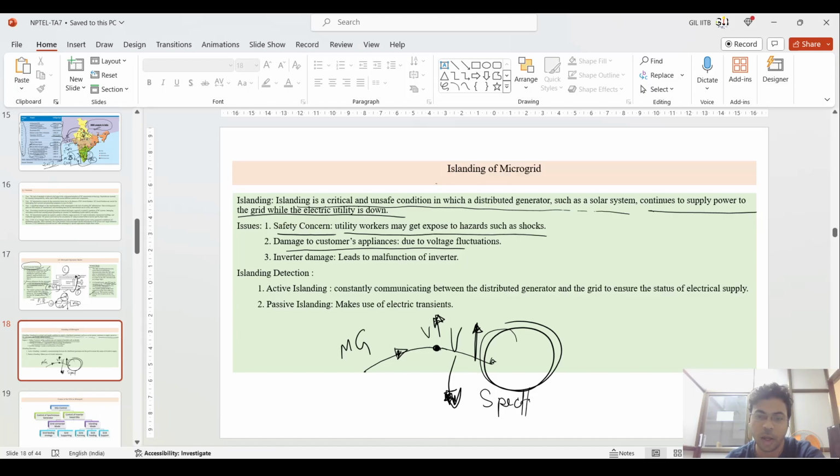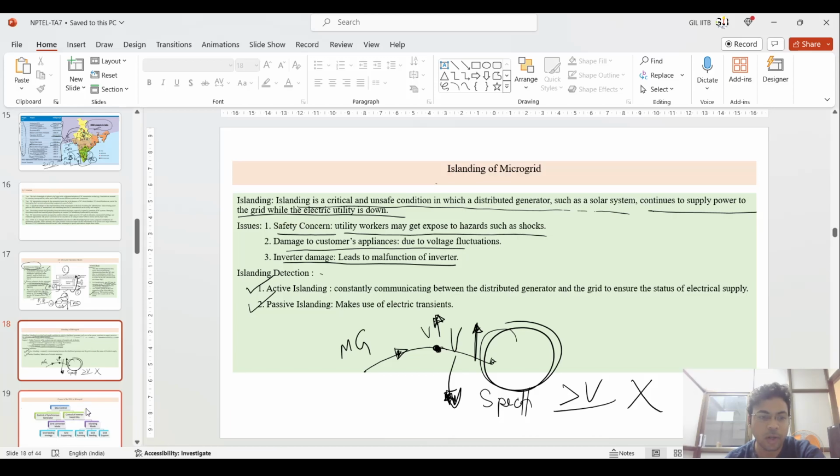specification there, above which voltage level that appliance should not operate. So the inverter leads to damage, malfunction of the inverter, because it is continuously injecting this power.